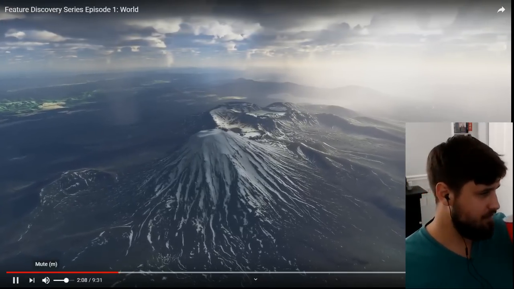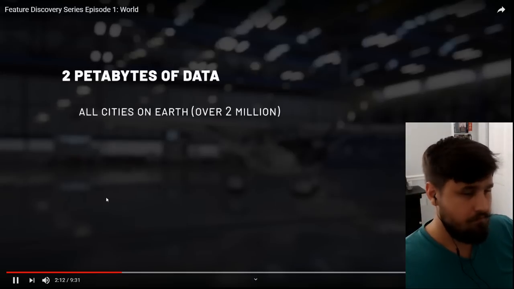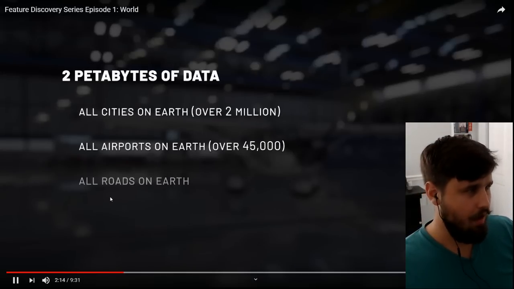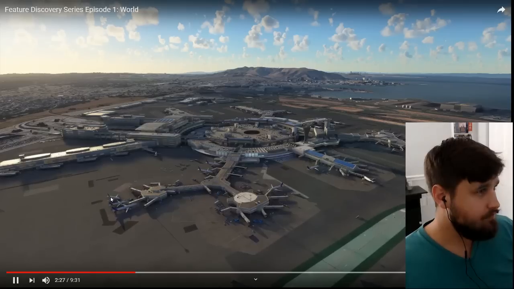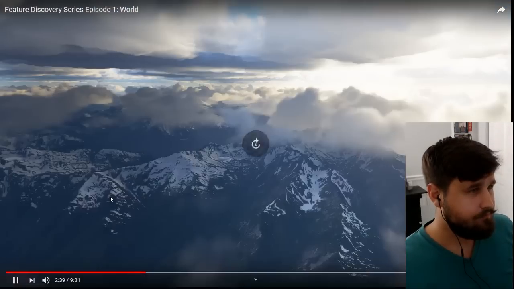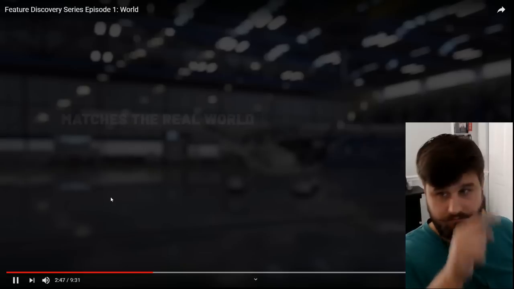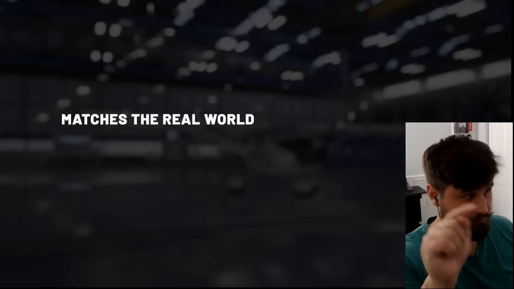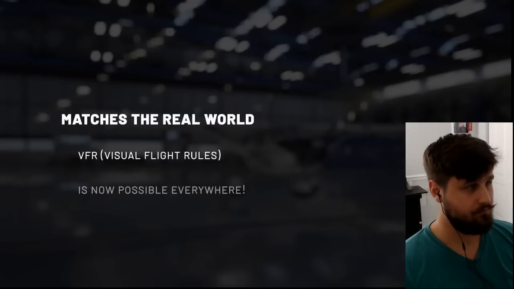Of data to represent the world. Luckily enough, Bing Maps was here with 2 petabytes of aerial imagery, elevation data, 3D scans, to get all the airports in the world, all the mountains. But it also matches the real world. And the big consequence for this is that now VFR flying is available for you everywhere.